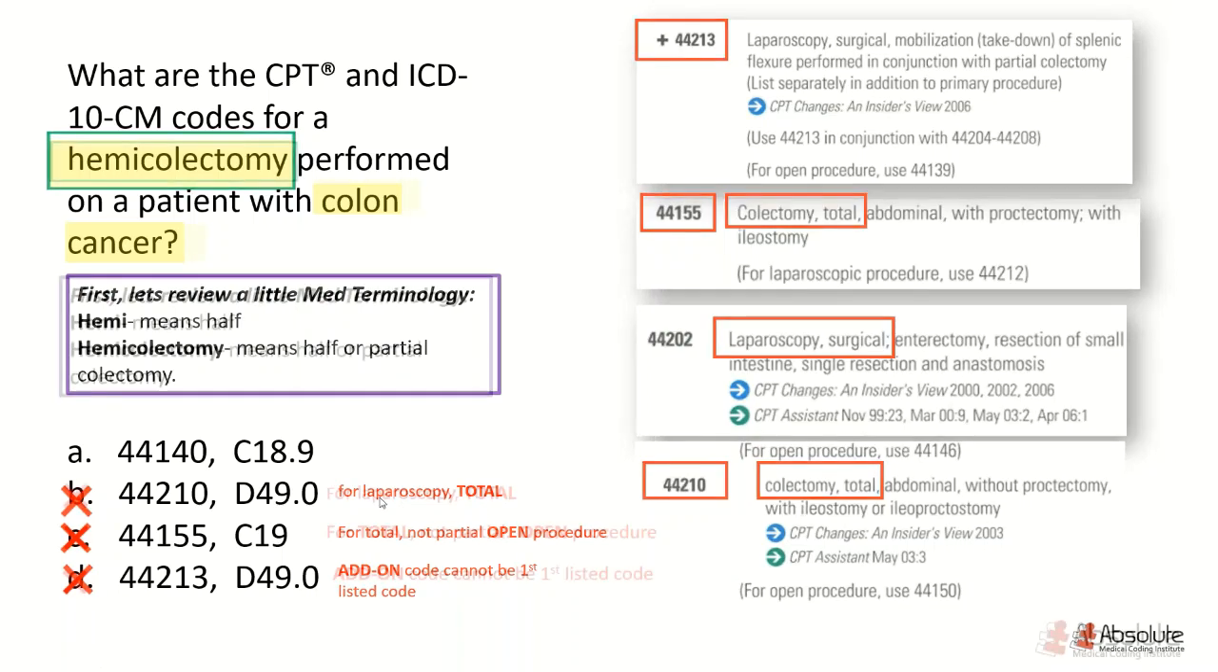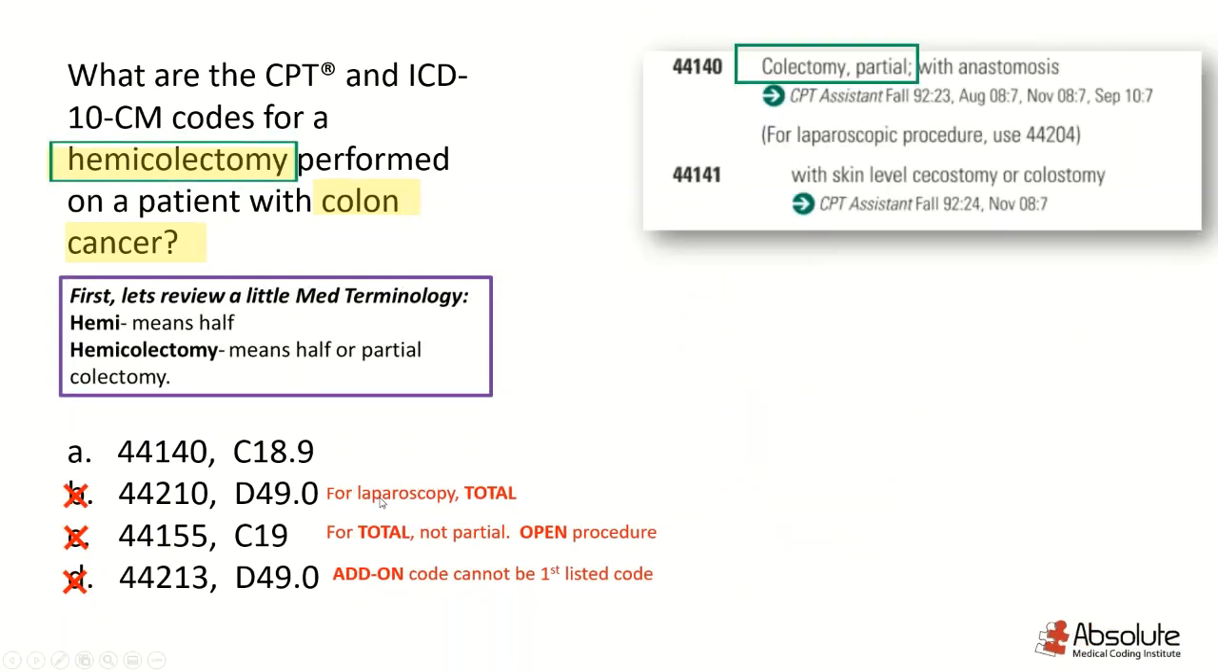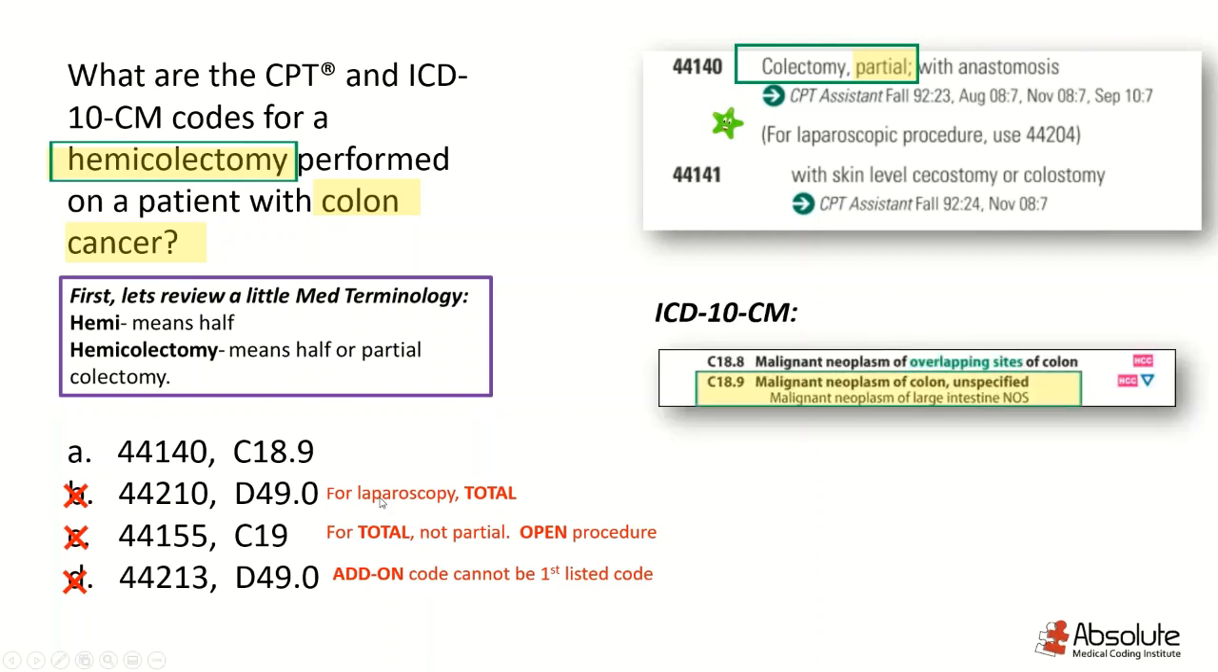And that leaves us with our final code, the 44140, a partial colectomy. Yes, that's what we need. And then we get over here to the ICD-10, and this is for completeness' sake.